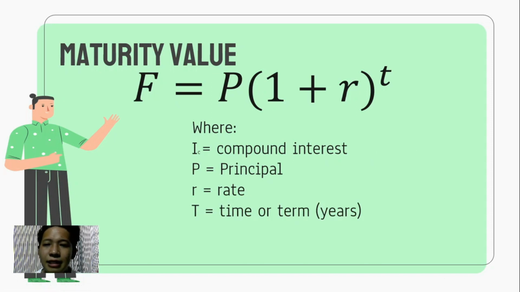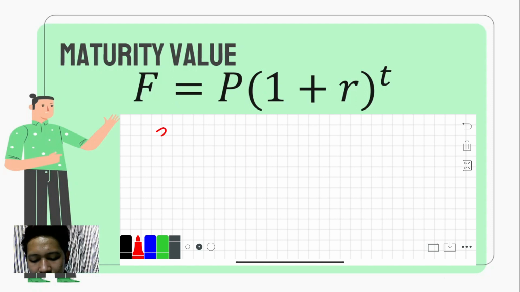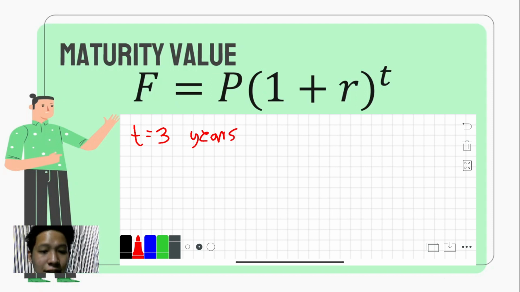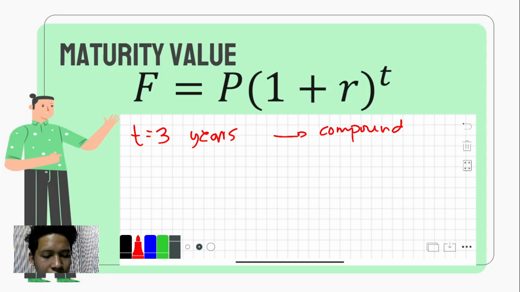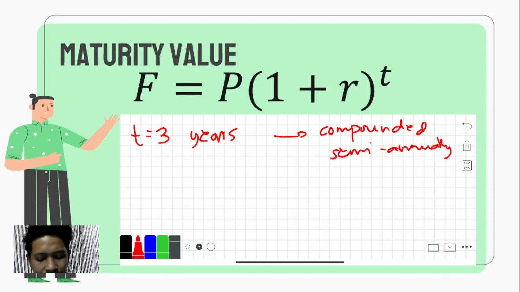Okay po? So in dealing with problems to which the interest is compounded more than once a year, let's say for example, meron kang tatlong your time is 3 years. Pero ang nakalagay dun sa problem, it is compounded semi-annually. Okay? Semi-annually. And then your rate would be, let's say for example, 2%. Okay? So, paano po ito?